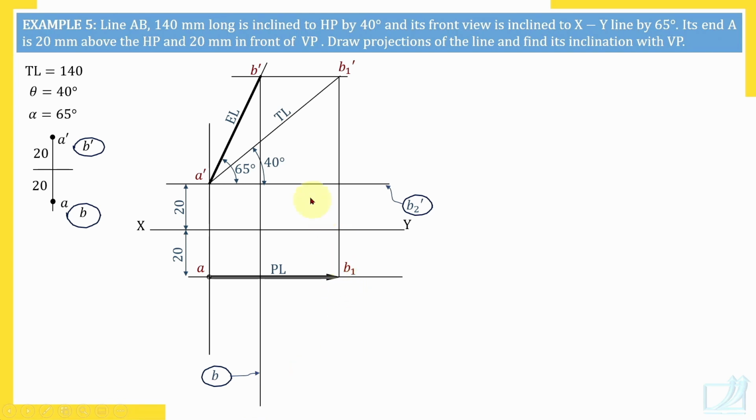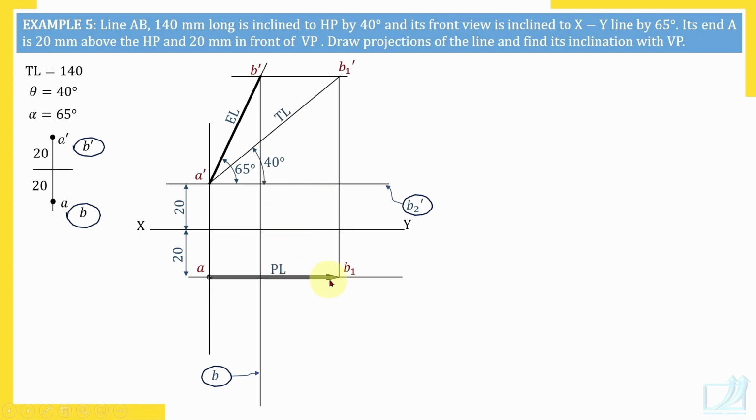Now, can we rotate in anti-clockwise direction? Remember, it all depends on the position of the other end. If you rotate PL in clockwise manner, you will get B below the XY line. B is on this line, so on this line we can mark B above the XY line also.